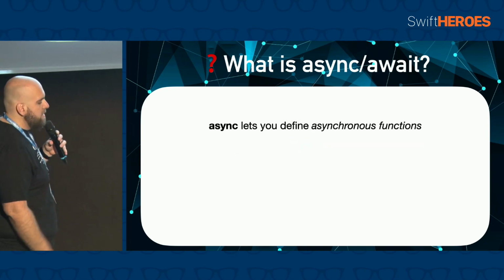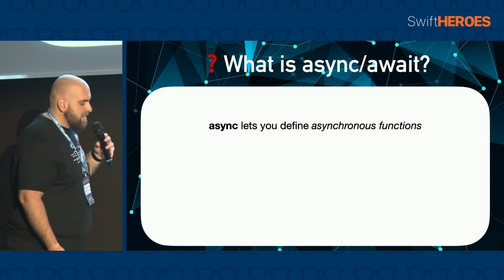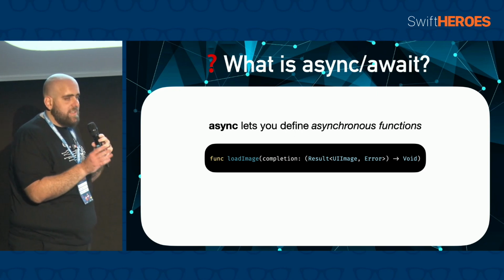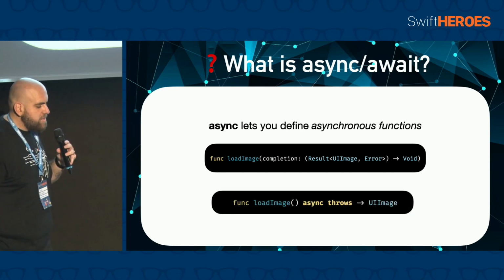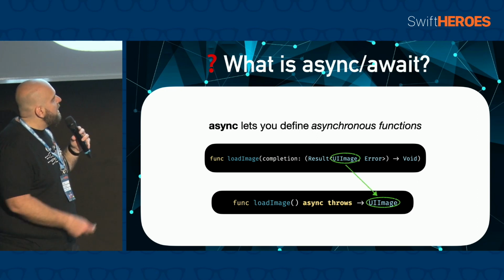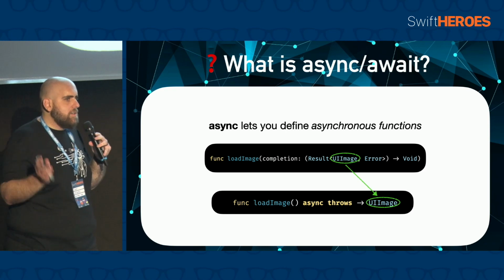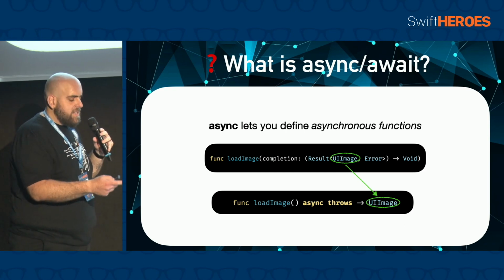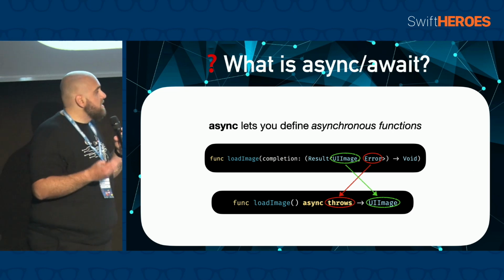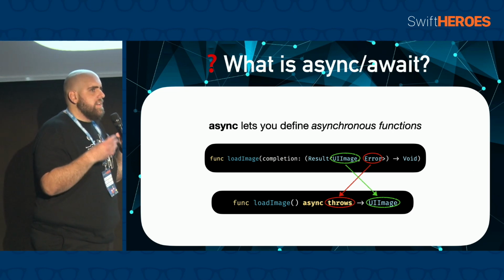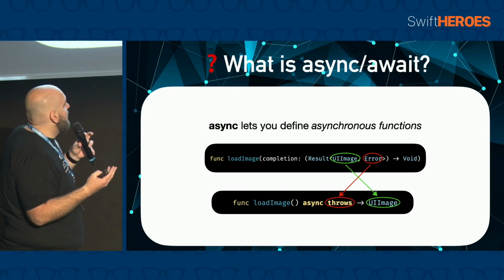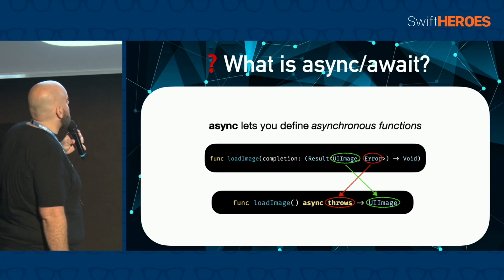So when you use the word async, it lets you define an asynchronous function. For example, here I have this load image that gets a completion handler. I can just turn this into an async throws function. I will take the result type and just put it as the return type, just like a regular synchronous function. And since I can get an error, I will just make it a throwing function. So this is much simpler. It's much simpler to read, and I know exactly that it will be a long-running task that works asynchronously. It might throw an error, and I don't have to guess what will happen inside this completion handler, for example.